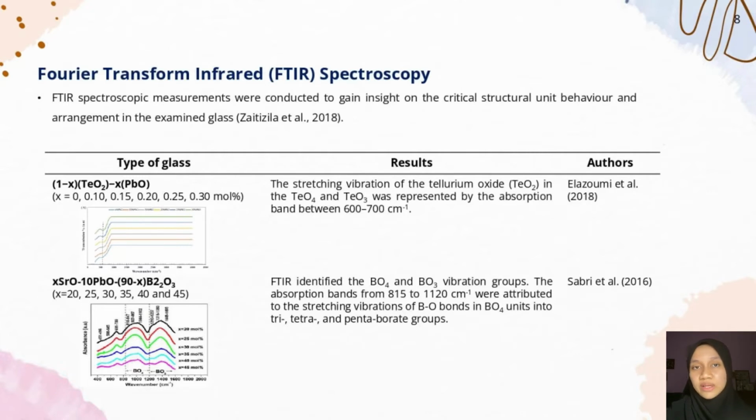Next, in 2016, Sabri et al. had identified the BO4 and BO3 vibration groups. The absorption bands from 815 to 1120 cm-1 were attributed to stretching vibrations of B-O bonds in the BO4 unit in tri-, tetra-, and pentaborate groups.